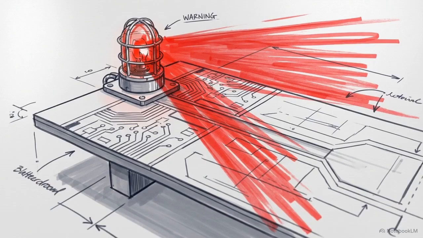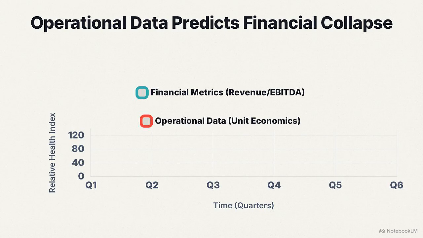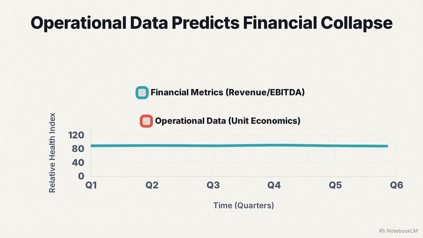Under IAS 36, an indicator of impairment is a specific signal that an asset's value fell, requiring an immediate formal test rather than waiting for the annual budget cycle. This chart shows indicator lag. Financial metrics like revenue and EBITDA remain artificially stable, while operational data drops rapidly. The earliest distress signals appear in unit economics: rising customer acquisition cost, dropping net revenue retention, and mounting technical debt.